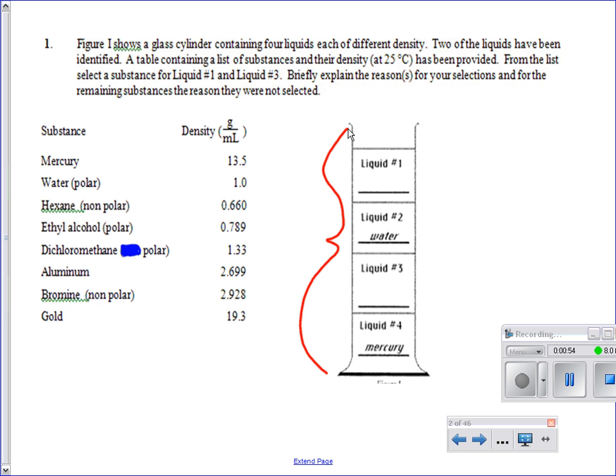Heaviest on bottom, lightest on top. So what we're going to do is identify what liquid 3 is and what liquid 1 is based on the information given. So let's first start with the things that we know. We know that mercury has a density of what? 13.5. Well, I don't know what 13.5 is. 13.5 what? Grams per mil. If you ever have naked numbers in this class, you know something's wrong. You never write down a number unless we got a unit.